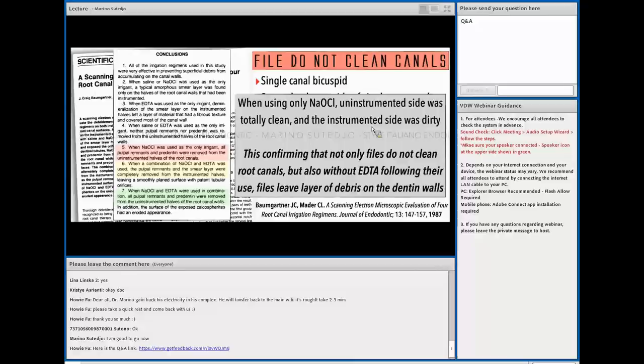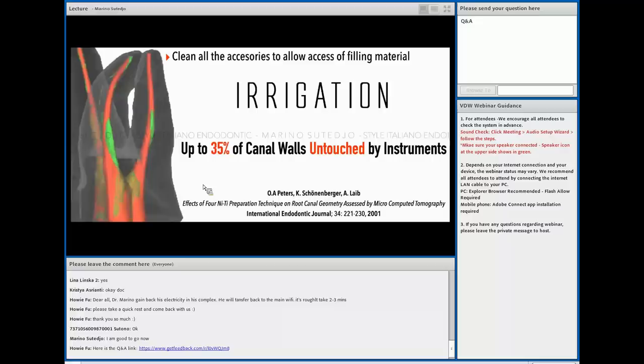But if you use both sodium hypochlorite and EDTA as the combination, you can see here the result. Both the instrumented and uninstrumented halves of the root canal are clean if we are using sodium hypochlorite and EDTA. So it is clear we need to use the combination of sodium hypochlorite and EDTA as our irrigation protocol. Irrigants and instruments alone do not clean the canals.